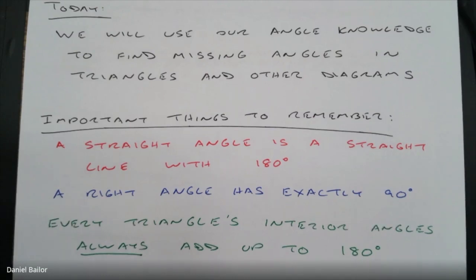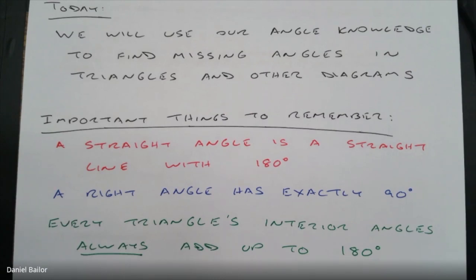The next thing you should remember is that a right angle has exactly 90 degrees. A right angle, a perfect capital L shape, has exactly 90 degrees. That is something you should have practiced. You should have learned in 5th, 6th, and 7th grade. So hopefully you remember that a right angle has exactly 90 degrees. It'll help you today. So a straight angle is 180 and a right angle is 90.